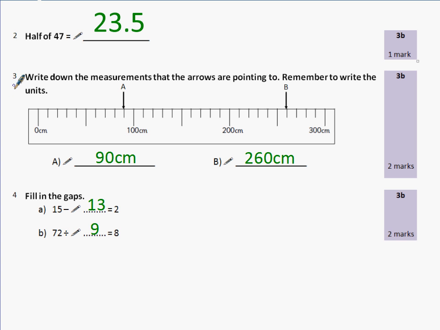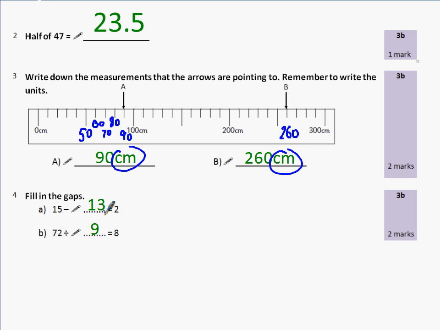Question 3. Write down the measurements that the arrows are pointing to. This is easy. That's 50, and you've got 60, 70, 80, 90. Easy. And this one is 260. Very straightforward. Remember to write the units, which I've done here.